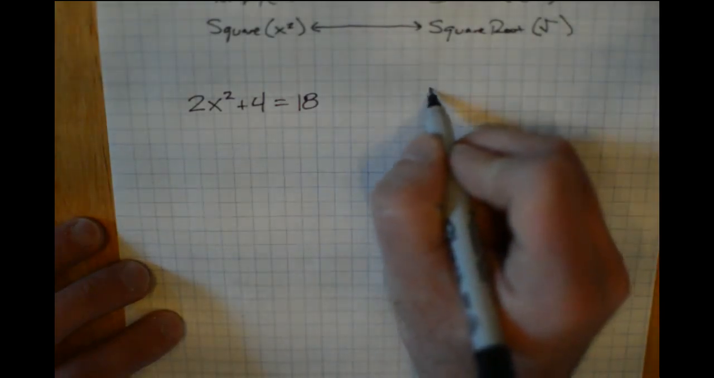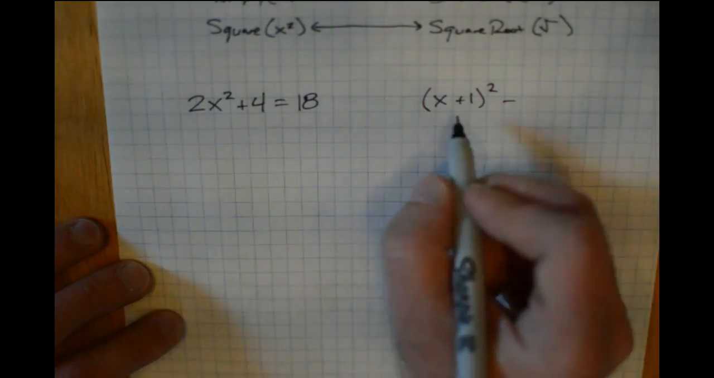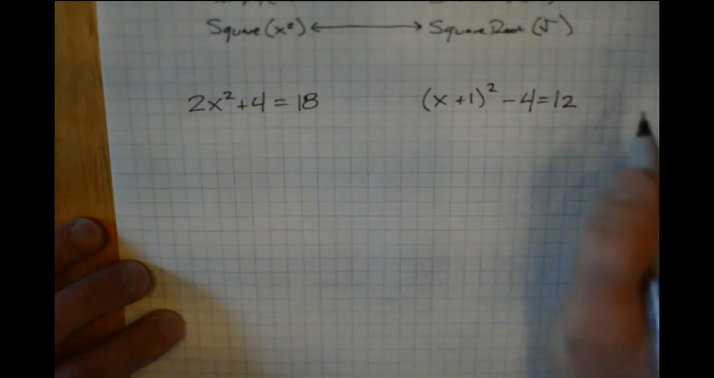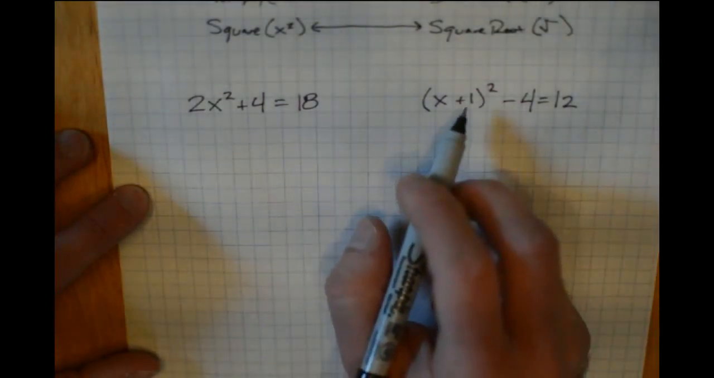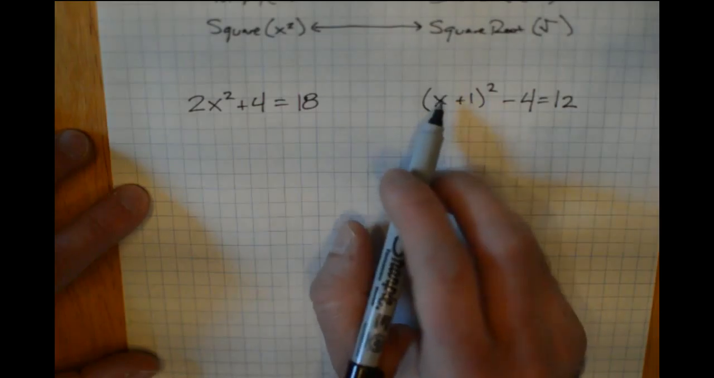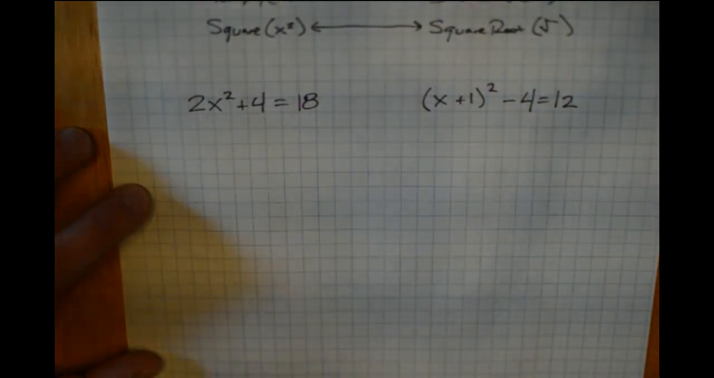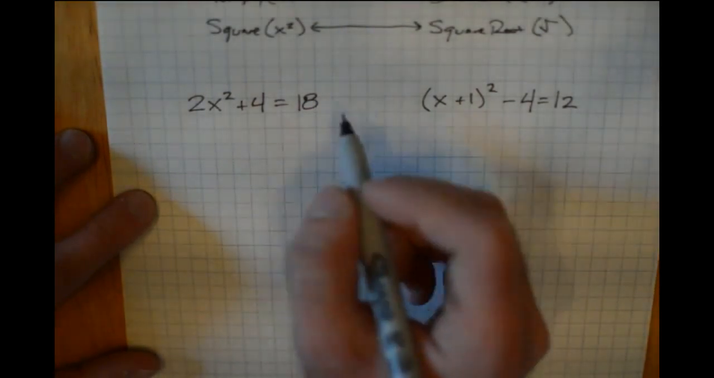We're also going to be able to solve equations like this, where we have a quantity being squared. So the quantity x plus 1 squared minus 4 equals 12. The only variable we see is still within this square. So we're going to be able to use this method to solve that equation. Alright, so let's take a look at each one.